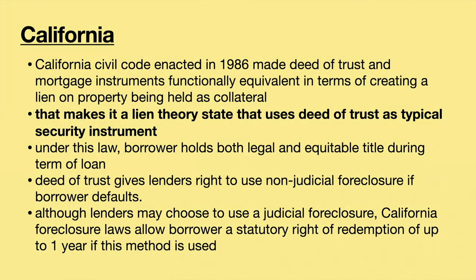Under this law, the borrower holds both legal and equitable title during the term of the loan. The deed of trust gives lenders the right to use non-judicial foreclosure if the borrower defaults. Although lenders may choose to use a judicial foreclosure, California foreclosure laws allow the borrower a statutory right of redemption for up to 1 year if this method is used.